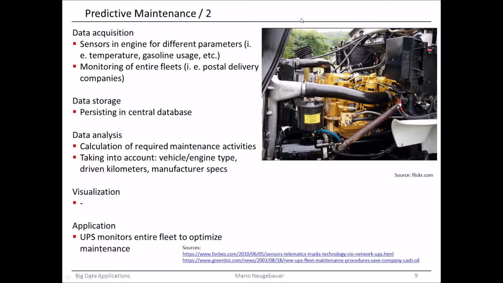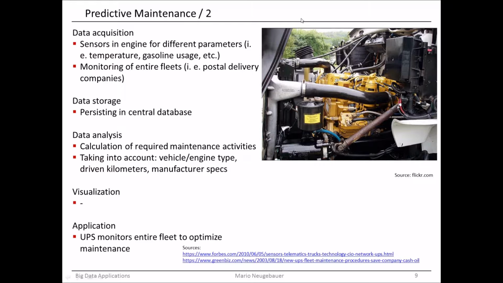The entire fleet, for example, if you work in a postal delivery company, then you would try to do this analysis. You would equip all your vehicles with these sensors to get an overall view of the, so to say, health status of your fleet. But in the first part, the data acquisition, you do not conclude to any health status. You first monitor the condition of your machines. First part, data acquisition. Then there comes the second part, the data storage.